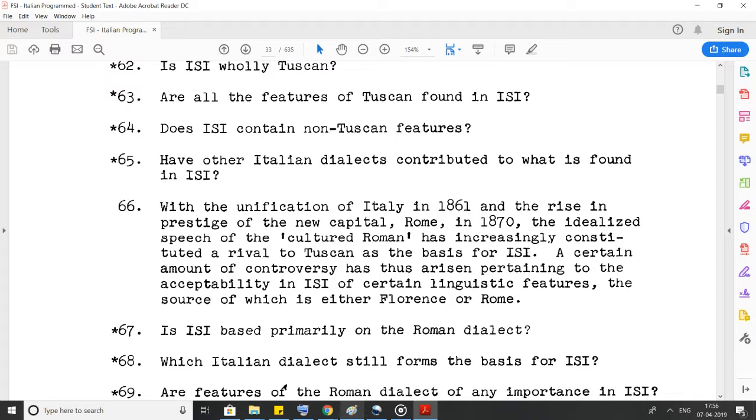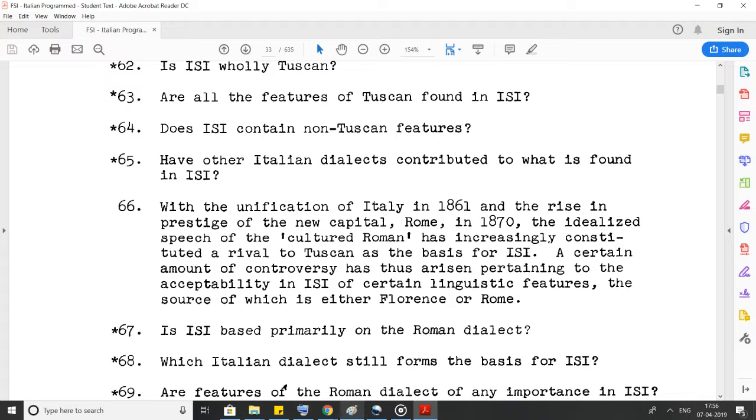Frame 67. Is ISI based primarily on the Roman dialect? The answer is no. Frame 68. Which Italian dialect still forms the basis for ISI? The answer is Tuscan. Frame 69. Are features of the Roman dialect of any importance in ISI?